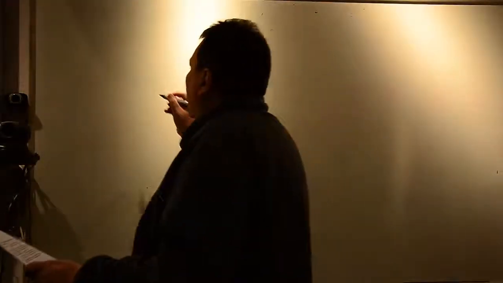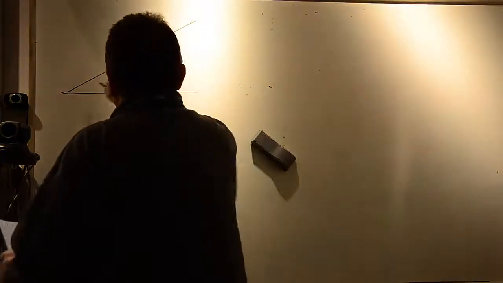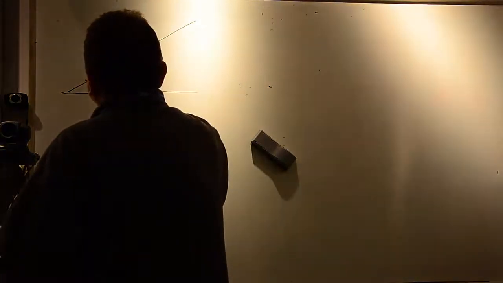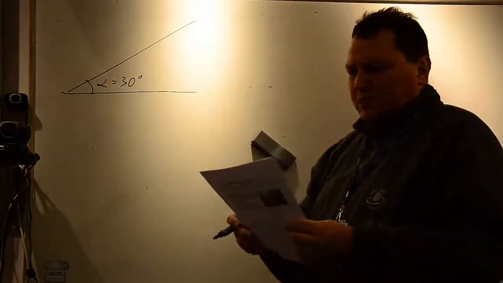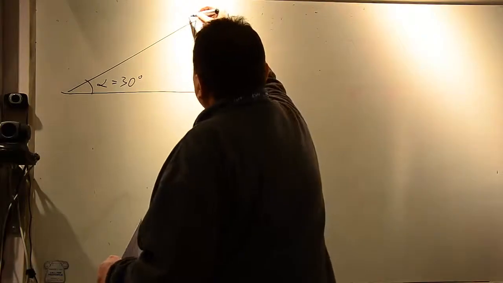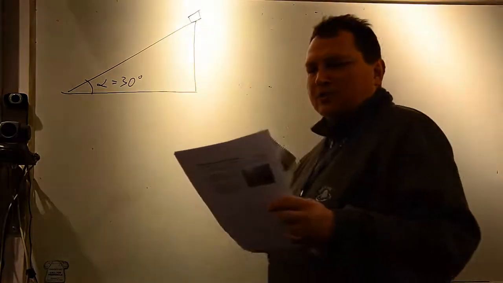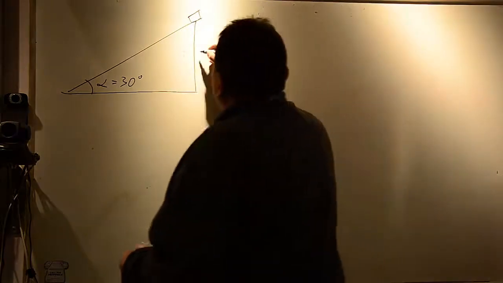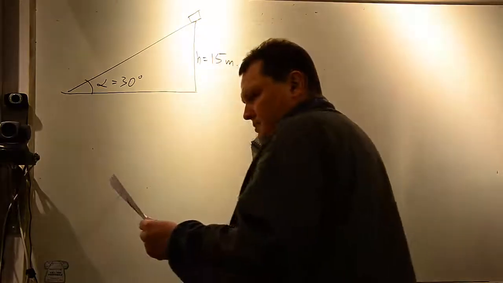The ramp had, this is the ramp, an inclination alpha equals 30 degrees. The ramp height, from here to here, and at this position we have our crate full of laser guns. This height was 15 meters.